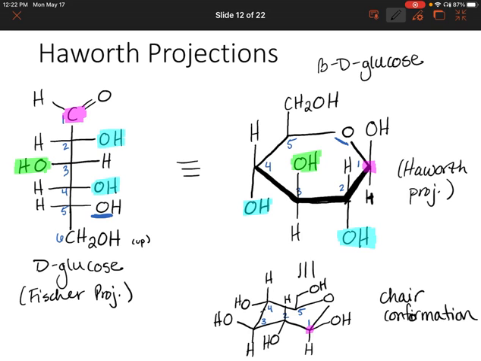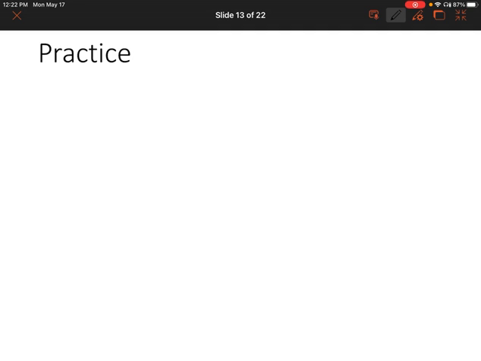So I do recommend going over some of the problems in the book and trying to draw these Haworth projections yourself. See if you get them right. But let's just do a little bit of practice in the meantime. So let's draw the Haworth projection for the following sugar.